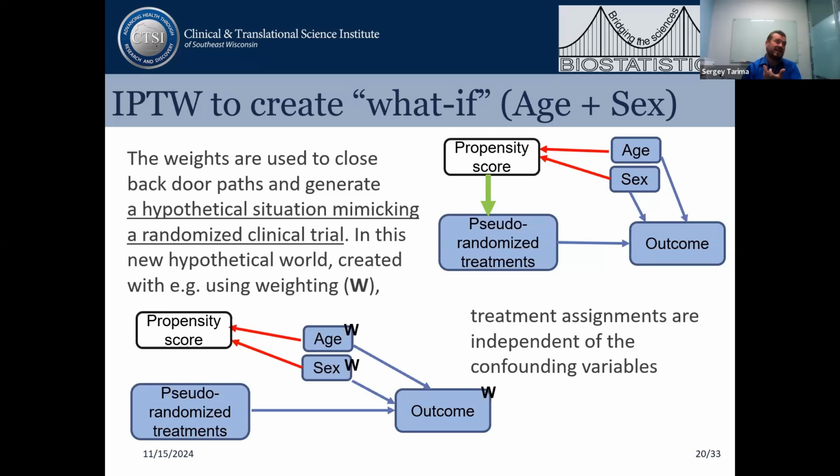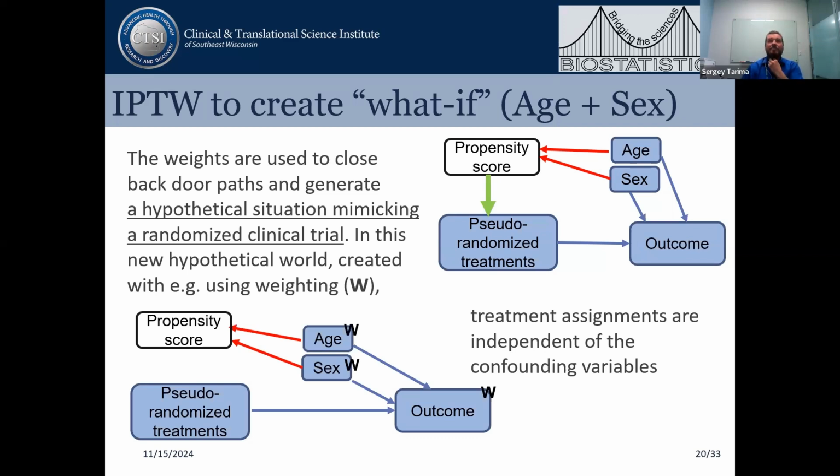So essentially what weighting does, weighting creates like a new hypothetical situation, new hypothetical world, where treatments are randomly assigned to patients independently of confounding variables. So if you remember, initially we had this picture, right? Because age and sex predict this propensity score, and propensity score predicts the probability that a patient gets one or another treatment.